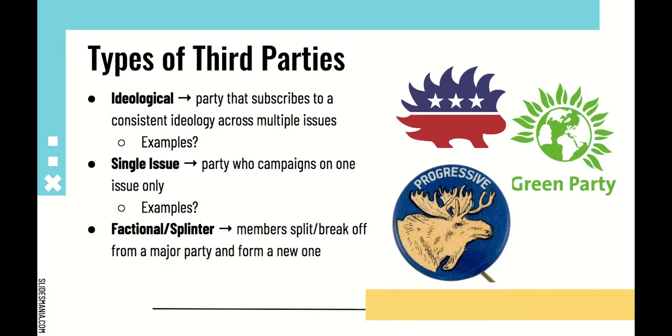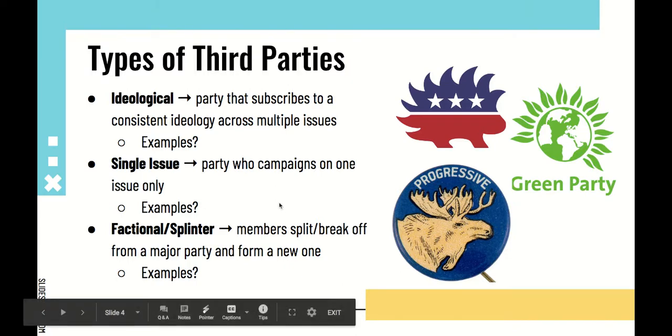And then we have factional or splinter parties, and these parties form when members split and break off from a major party and they form a new one. One of the best known factional or splinter parties is the Progressive Bull Moose Party from the early 1900s. The Republican Party during this time period didn't nominate Teddy Roosevelt. He was upset by that and he decided to run anyway. And progressives rallied behind him and created this Progressive Bull Moose Party. So this was a split from the Republican Party of the time period.